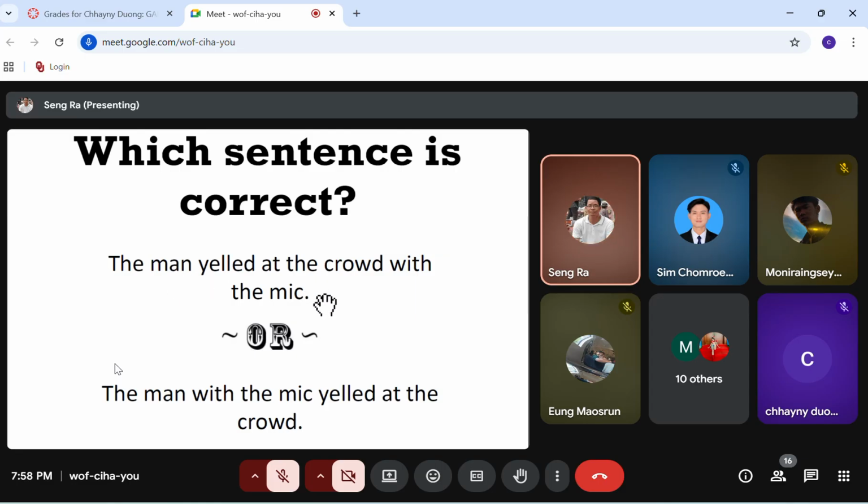But in the real world, the man with the microphone yelled at the crowd. I mean, the man uses the microphone to yell at the crowd. So in a more sensible world. But here, it may be possible that the man yelled at the crowd with the microphone.